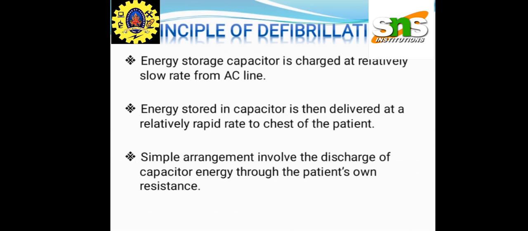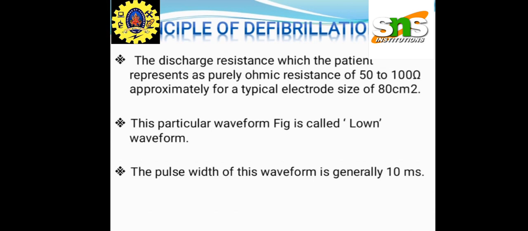The energy stored in the capacitor is then delivered at a relatively rapid rate to the chest of the patient. The simple arrangement involves the discharge of capacitor energy through the patient's own resistance. The discharge resistance, which the patient represents as a purely ohmic resistance, is approximately 50 to 100 ohms for a typical electrode size of 80 cm square. This particular waveform in the figure is called the Lown waveform. The pulse width of this waveform is generally 10 ms.